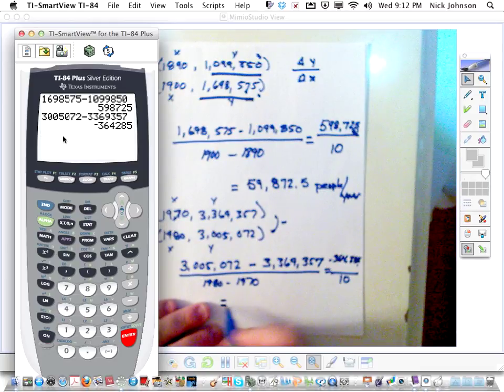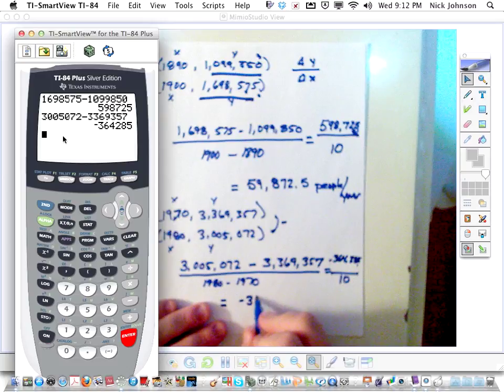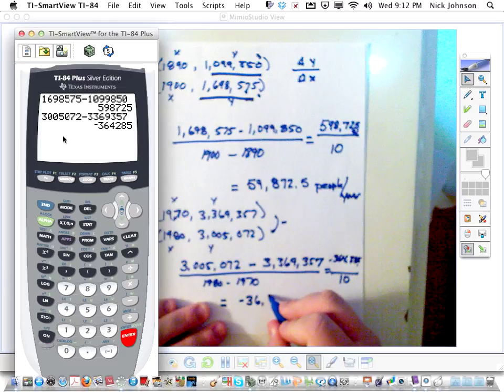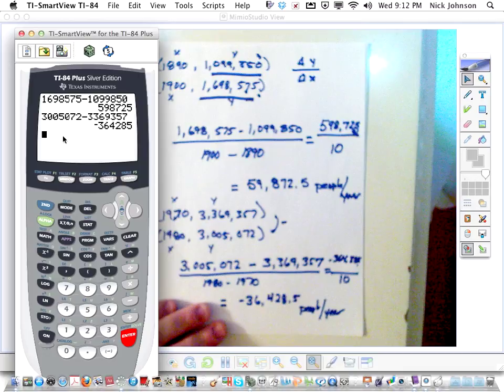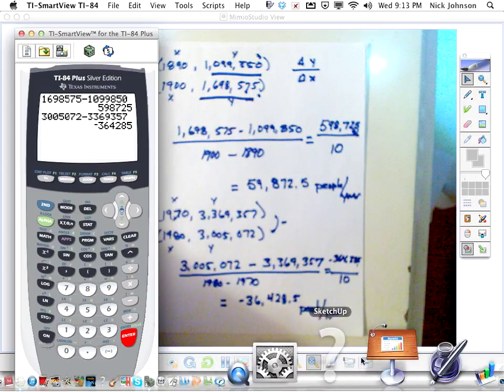Once again, move the decimal point 1 unit to the left. And that's going to equal a negative 36,428.5 people per year. So what that means is in Chicago during that time period, 1970 to 1980, Chicago lost approximately 36,428 people every single year during that decade.